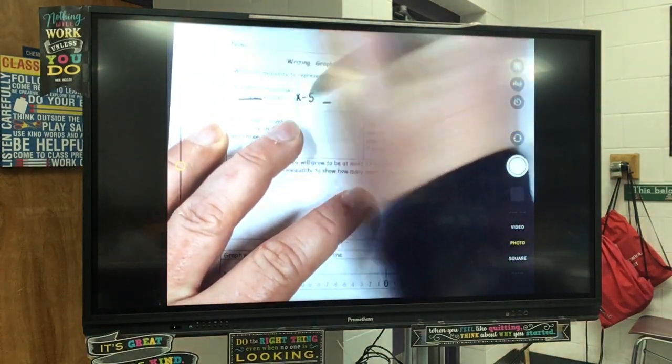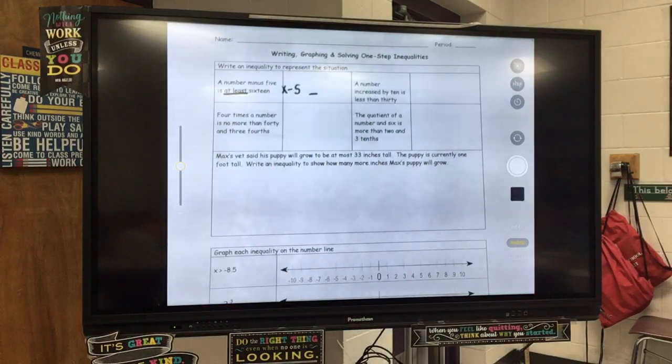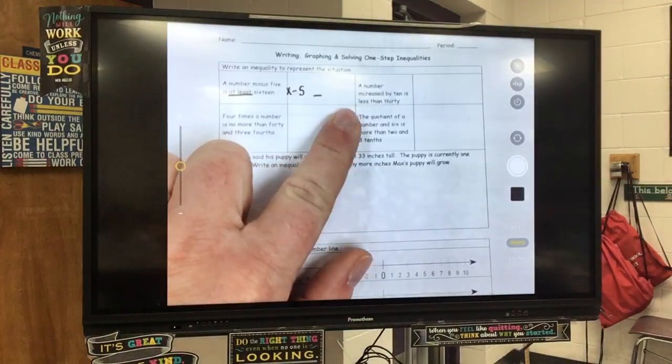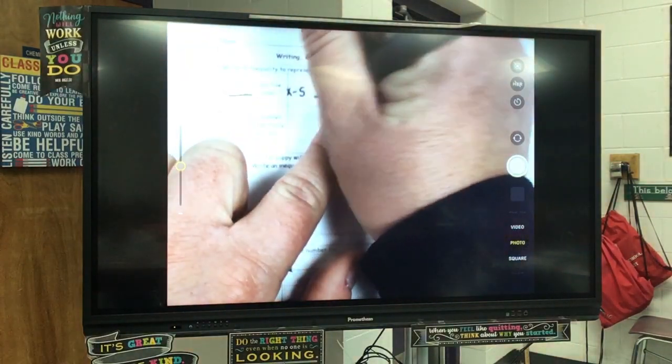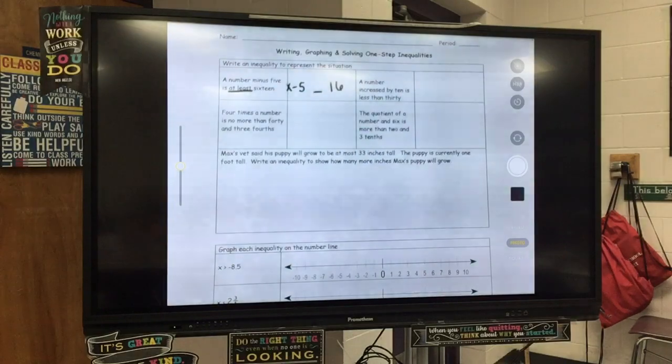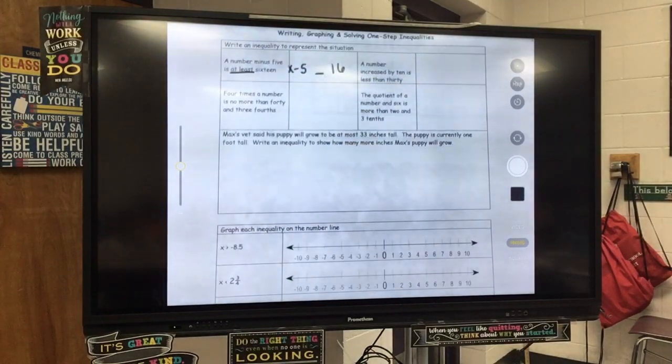So x minus 5. And then, so a number minus 5 is at least 16. What number is going on the right side? 16. Perfect. All right, so for the most part, that was not terrible. It's just kind of breaking it up into the pieces that we know.